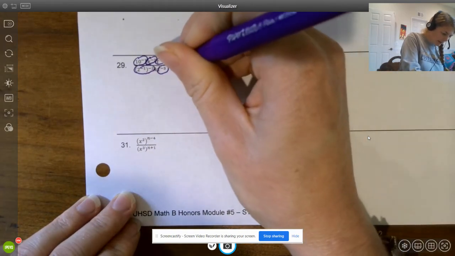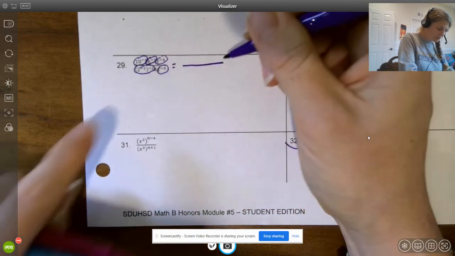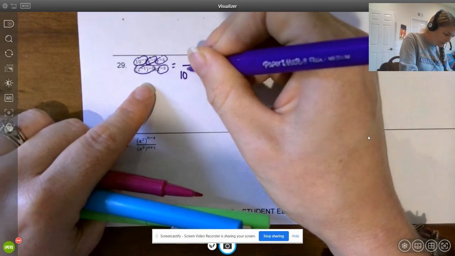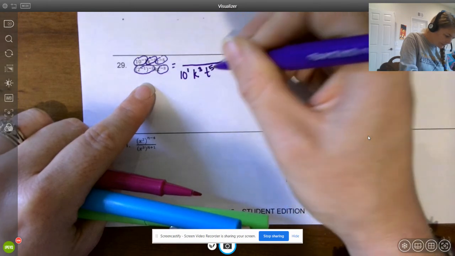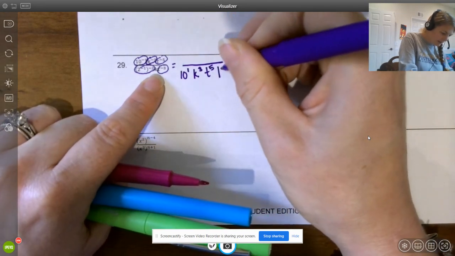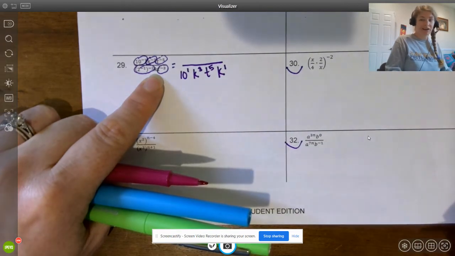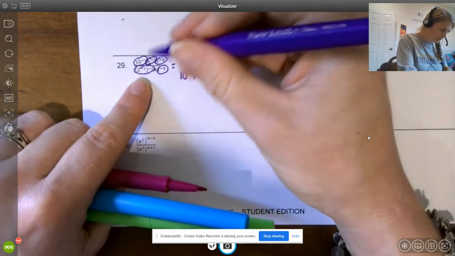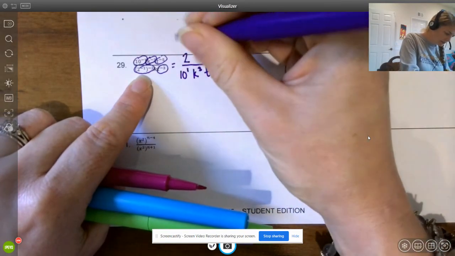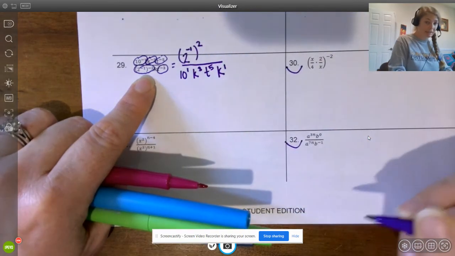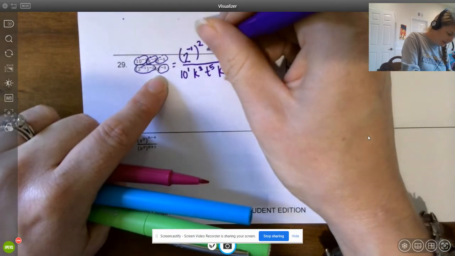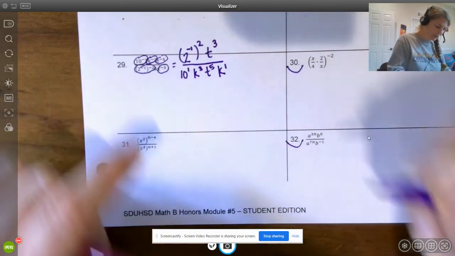And so now I'm just going to move them. So I'll have 10 to the positive 1, k to the positive 3, t to the positive 5. And what's left down there? K to the first. I like writing the exponent of 1. I'm going to bring everything from the denominator that I circled up. This is still 2 to the negative first. It's the exponent on the outside. That changes its sign. And t to the third power.